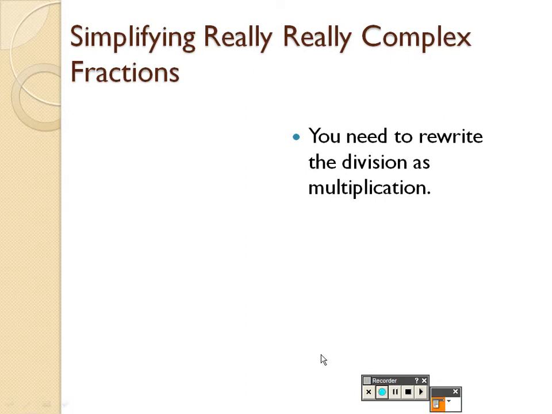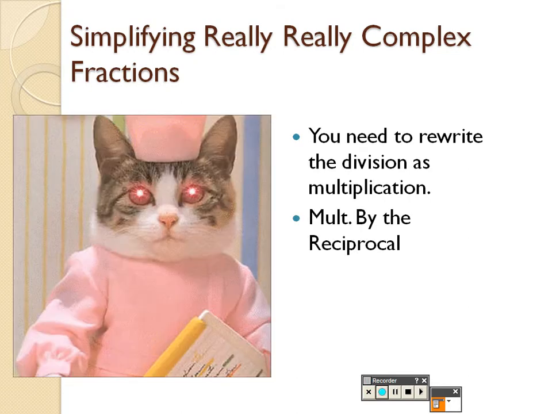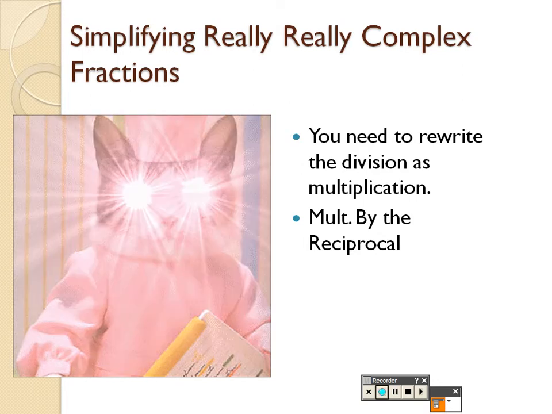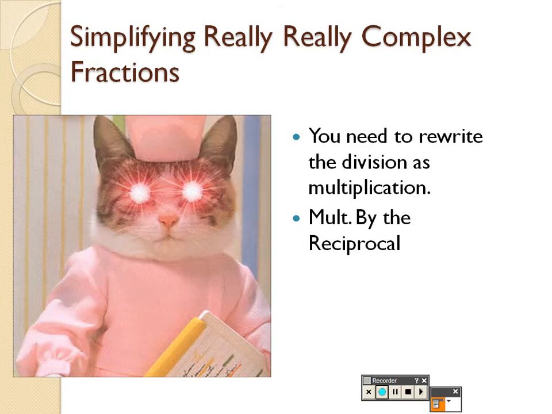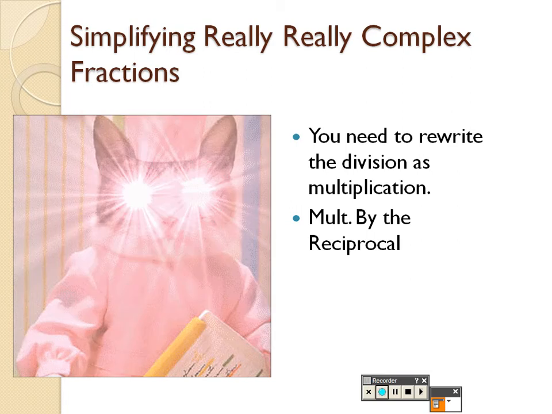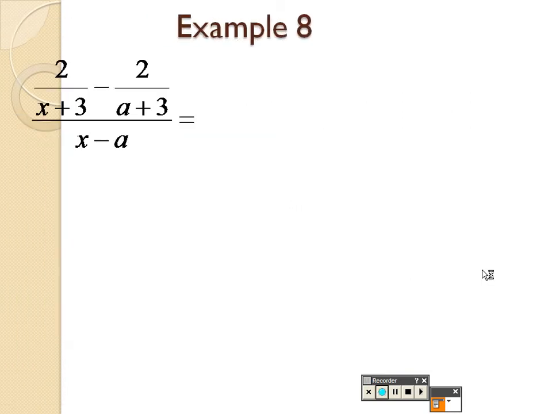Alright, so to simplify really complex fractions, all you need to do is rewrite the division as multiplication and then multiply by the reciprocals. Okay, and that's when you have the really crazy ones, which we're obviously going to be getting into here as well. So something like this is a really complex one.